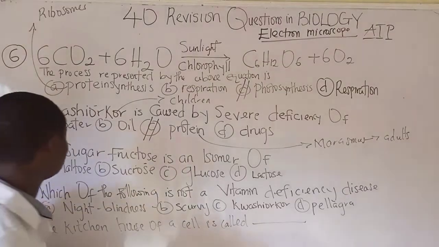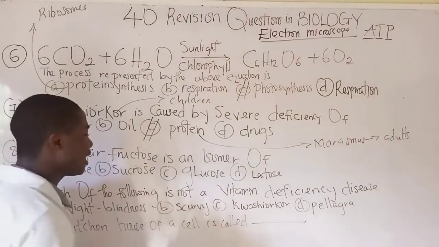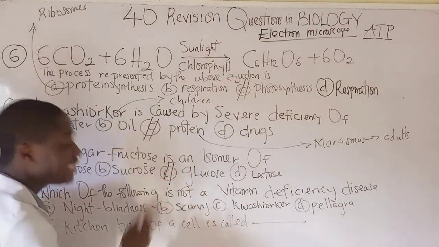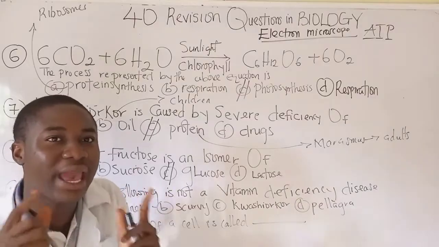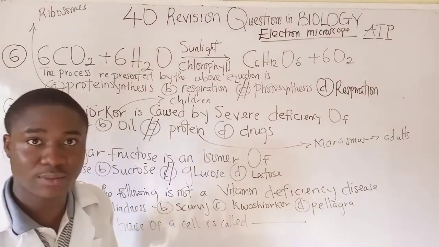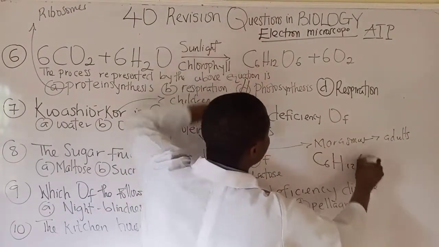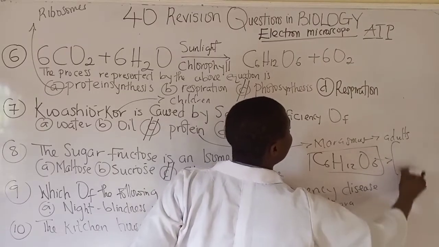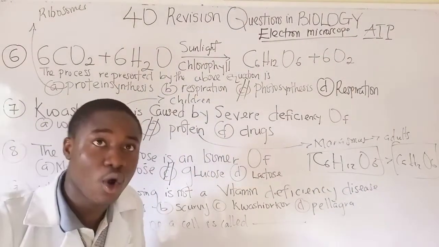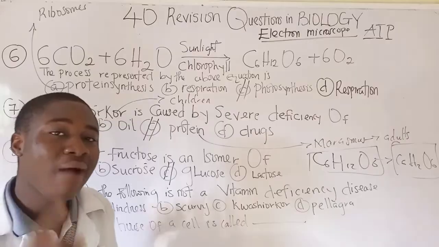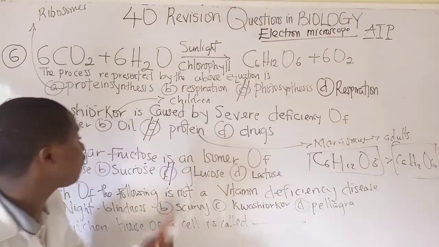Question 8 says the sugar fructose is an isomer of maltose, sucrose, glucose, and lactose. Basically, the answer is option C, which is glucose, because isomer means these compounds have the same chemical formula but different structural arrangement. It must be noted that the chemical formula of glucose is C6H12O6. The same applies to fructose. It is C6H12O6. But the difference between them is in their structure. When I draw their structure, they have the same chemical formula. And all these other options are not even isomers of fructose.